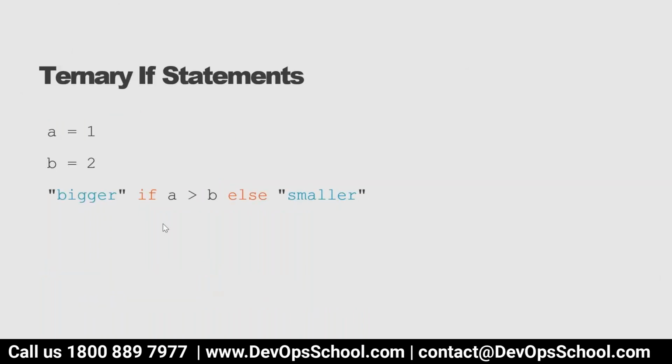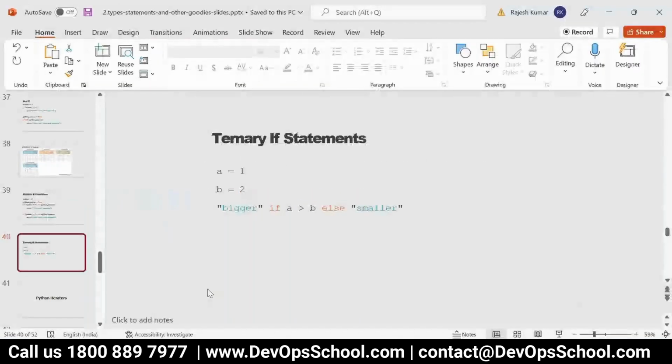This is a ternary if statement, and many times you'll see this: bigger if A is greater than B, else smaller. So set the variable, something like that you can set, and then do that. Okay, so now looping. Before looping, let's see some more commands.